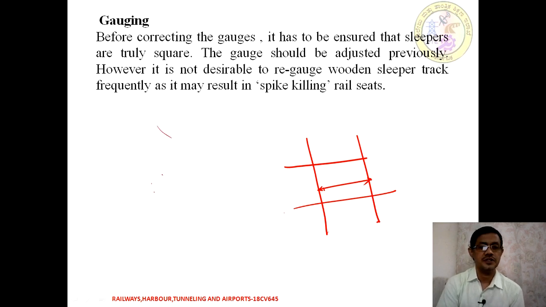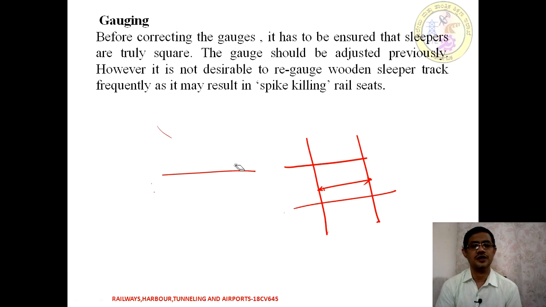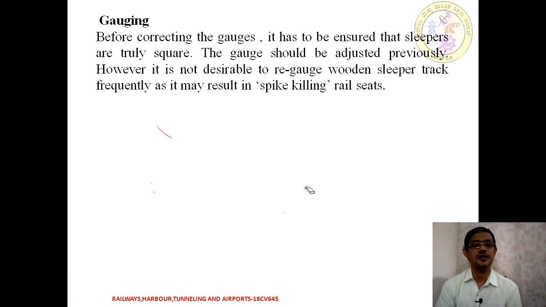Suppose the sleepers are perpendicular, then there is no problem. Suppose there is any inclination with respect to the measurement of the rail, then there might be a little variation because of the non-true squareness of the sleepers. Hence we should take proper care before gauging. The sleeper should be at a perfect right angle, that is, it should be square.